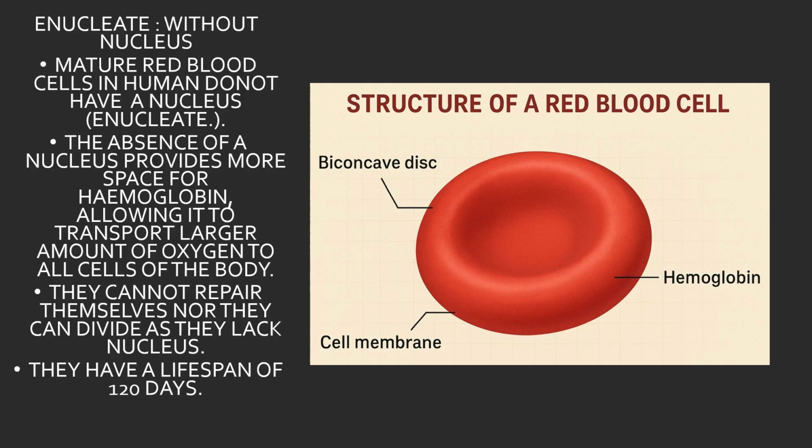The absence of a nucleus provides more space for hemoglobin, allowing it to transport a larger amount of oxygen to all cells of the body. They cannot repair themselves, nor can they divide, as they lack a nucleus. They have a lifespan of 120 days. And this is the structure of red blood cells. We have biconcave discs, hemoglobin, and cell membrane. We are not seeing any nucleus in it.